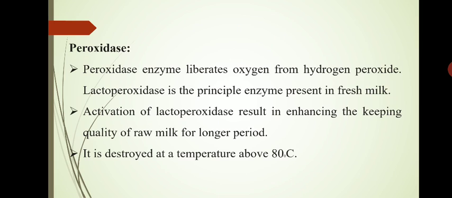Activation of lactoperoxidase results in enhancing the keeping quality of raw milk for a longer time. If raw milk is left for a longer time, then definitely the peroxidase gets activated in that particular milk. So peroxidase basically works for raw milk to be kept for a longer period. It is destroyed at temperatures above 80 degrees Celsius. This enzyme is destroyed after heating milk beyond 80 degrees Celsius.